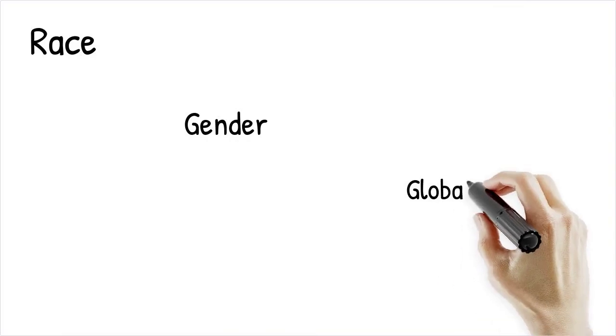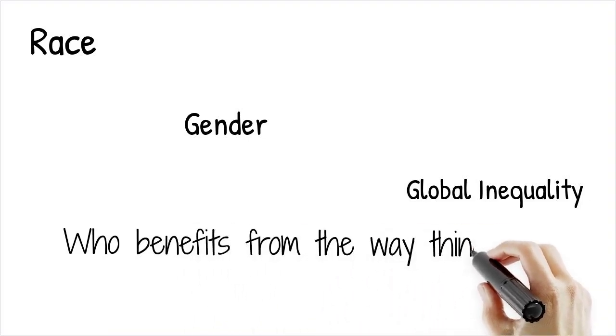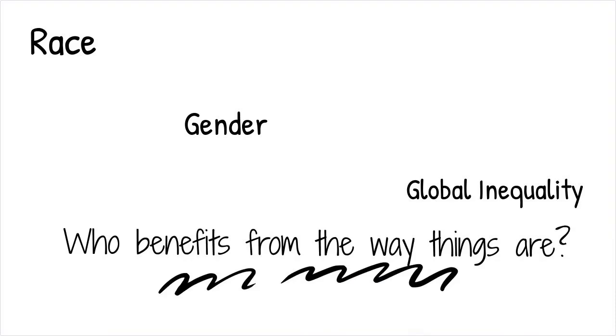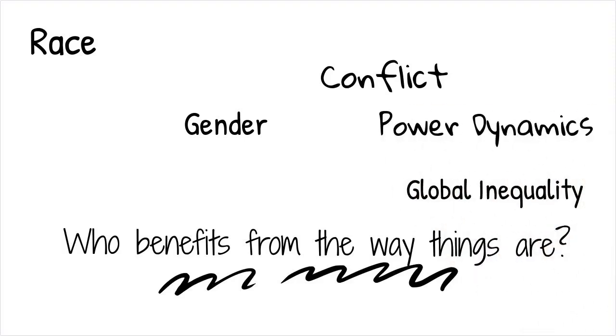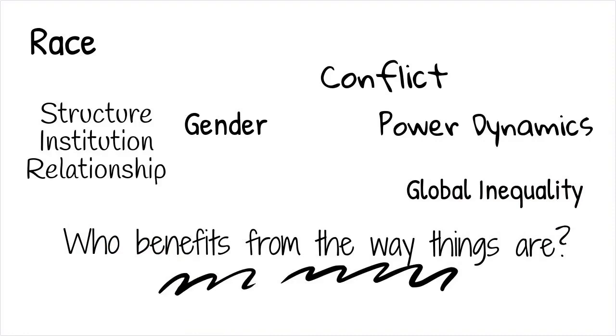Today, conflict theory includes themes of race, gender, and global inequality. It asks who benefits from the way things are and takes it from there. As the name states, it focuses on conflict and the power dynamics within a structure, institution, or relationship. Although nothing came out of his prediction of a communist revolution, the Soviet Union was largely inspired by his ideas.